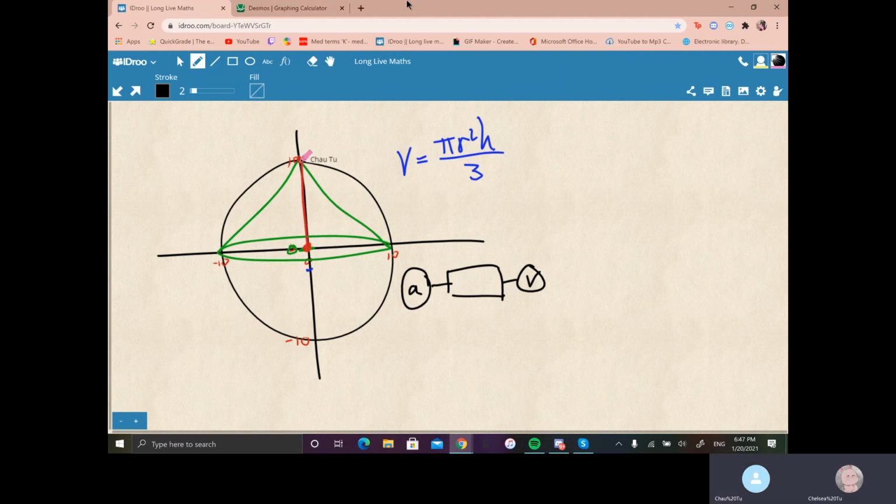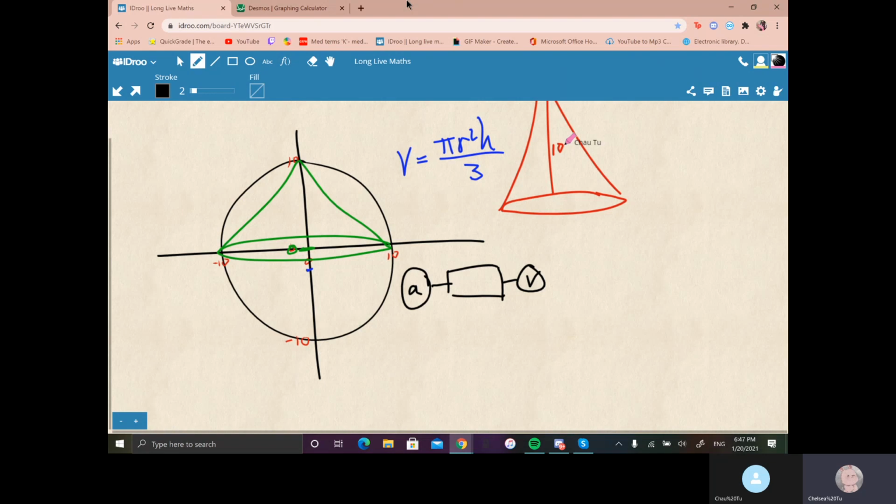10. Yes, 10, because if A is at 0, then the height must be 10. So we know the height is 10. What else do we know? The area of the circle. What's the area of the circle?